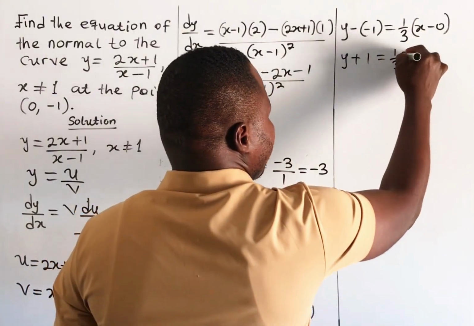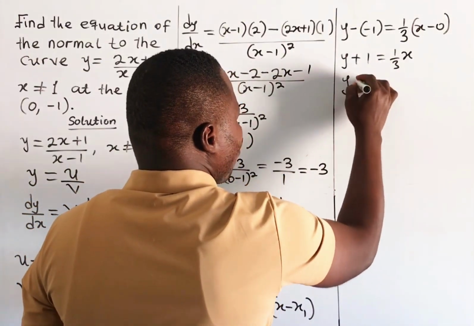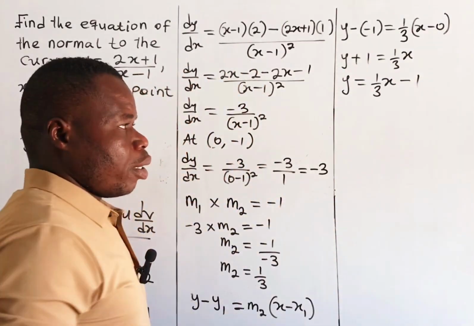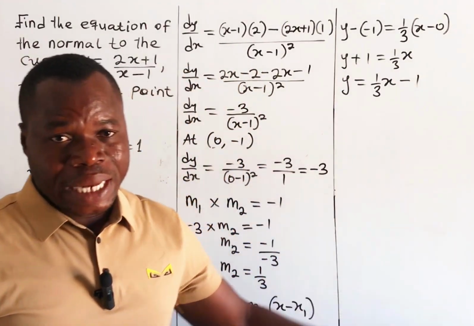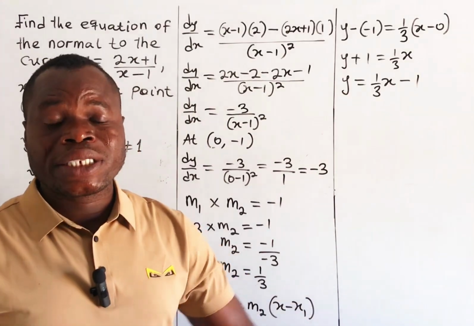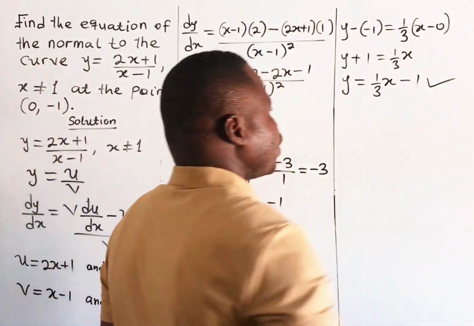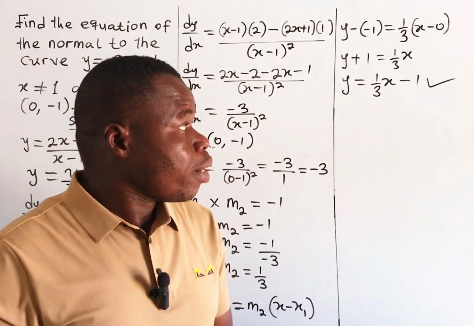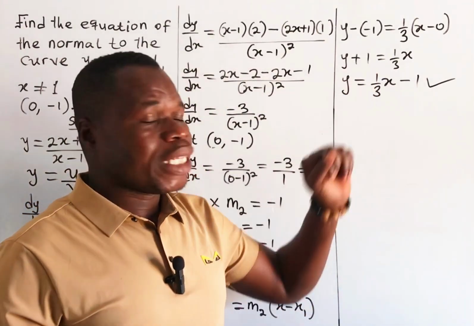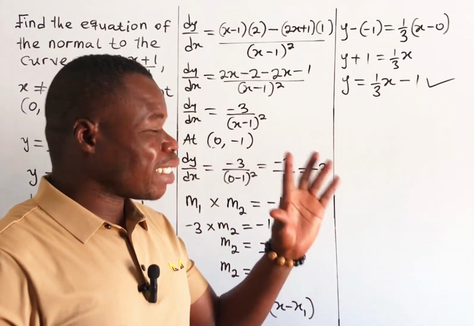Then we'll multiply by this, then I'll get 1 over 3x. I can send the 1 to go to this side, meaning y is equal to 1 over 3x minus 1. And this is your final answer, especially if you want to leave your answer in the gradient intercept or the slope intercept form. So the answer for the question is y is equal to 1 over 3x minus 1. Somebody would like to leave his or her answer in the standard form.